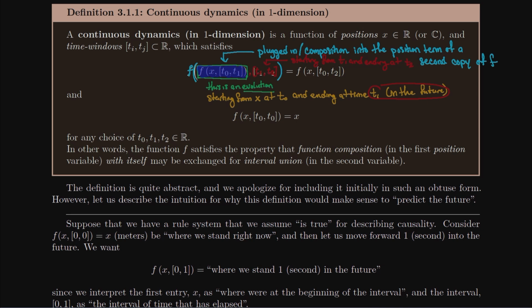Well, let's think about it. If I have a specific measurement I take at the beginning of time, that's what x is referring to.